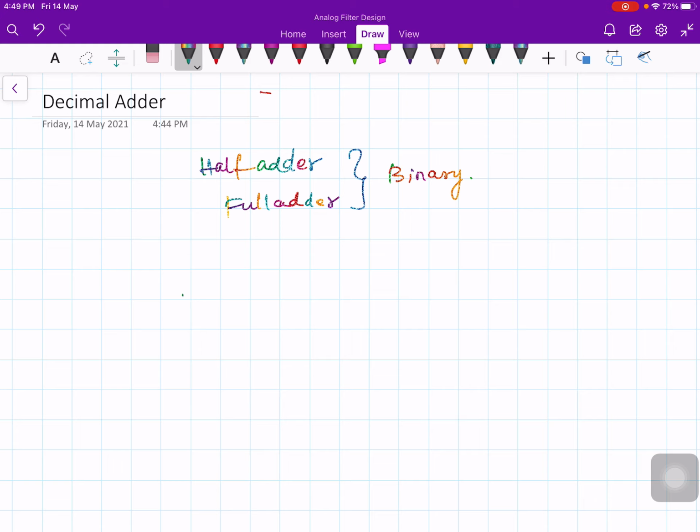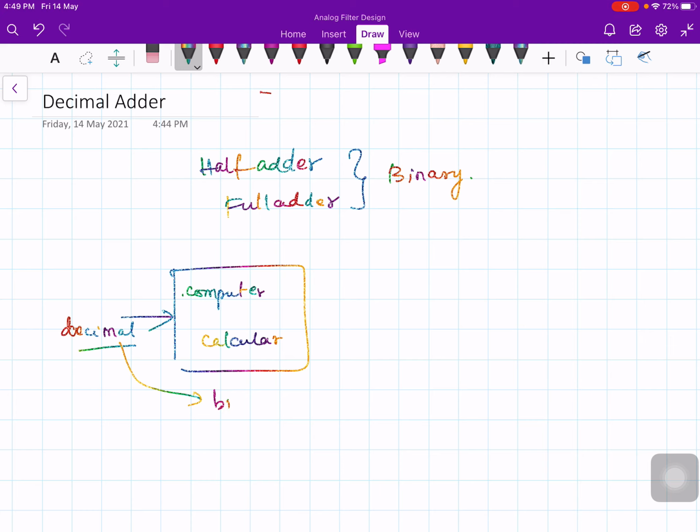So if you take computers or calculators, the input is not binary, right? The input is in the form of decimal. So the computers or calculators perform arithmetic operations directly in the decimal number system. Okay, so if you feed the input like decimal, what happens in turn is this decimal is converted into binary and it does all the operations like addition or subtraction or whatever it is, and then again converts back into decimal.